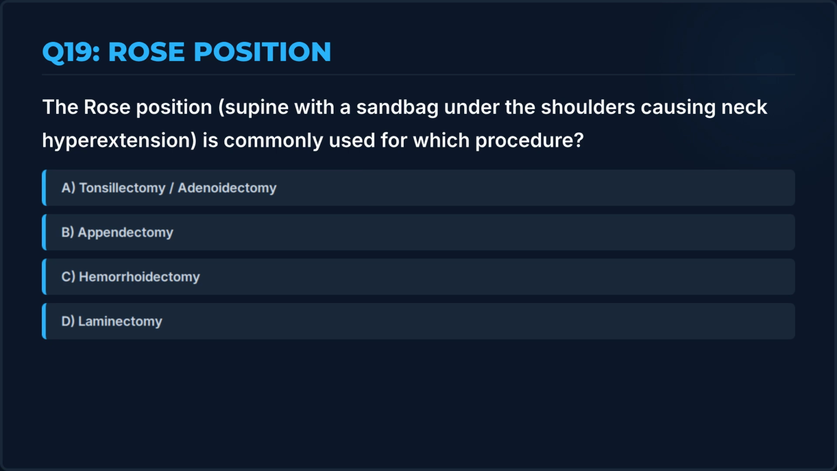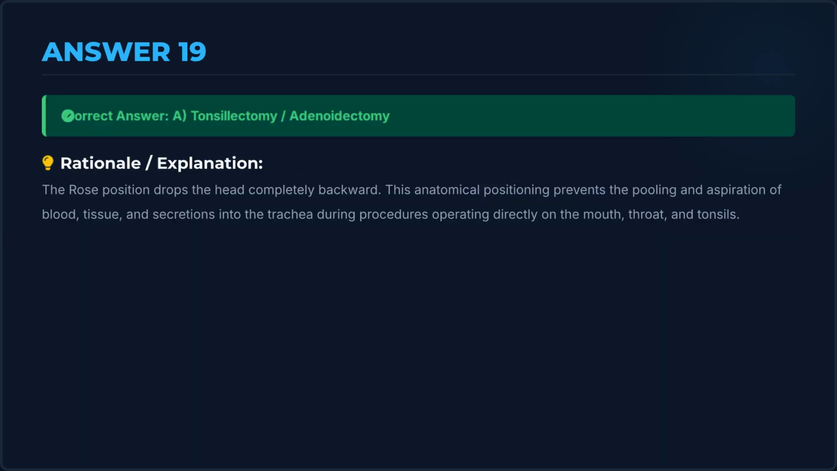Question 19. The rose position, supine with a sandbag under the shoulders causing neck hyperextension, is commonly used for which procedure? The correct answer is B, tonsillectomy. The rose position drops the head backward, preventing the pooling and aspiration of blood and secretions into the trachea during oral and throat procedures.